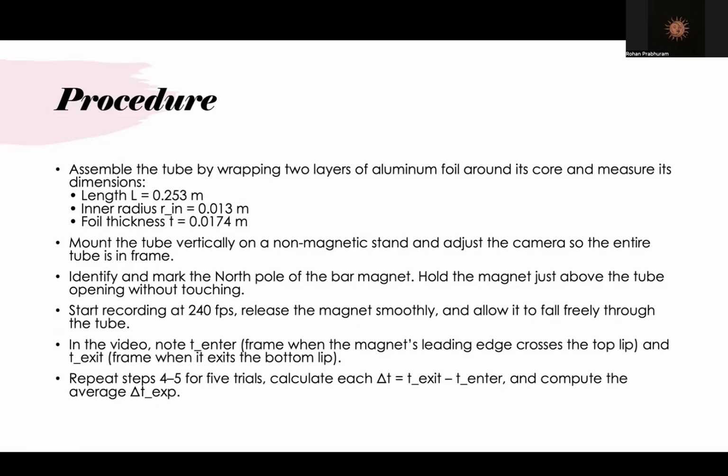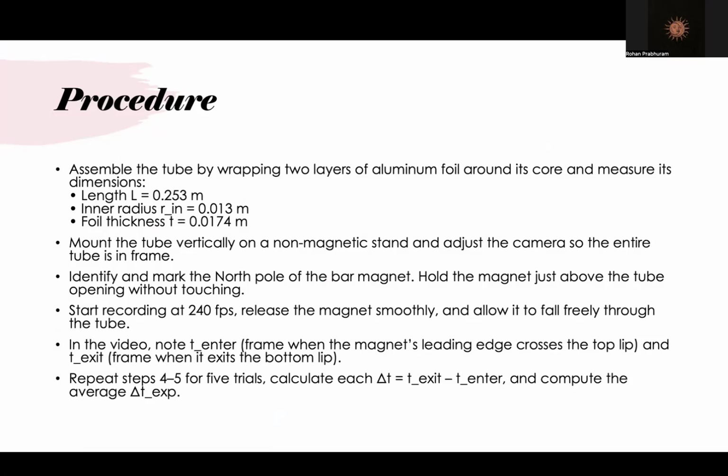Now, looking at our procedure, we begin by assembling the tube. Wrap 2 layers of aluminum foil around the cardboard core and measure its dimensions. The tube length L is 0.253 meters, the inner radius R in is 0.013 meters, and the foil thickness T is 0.0174 meters.